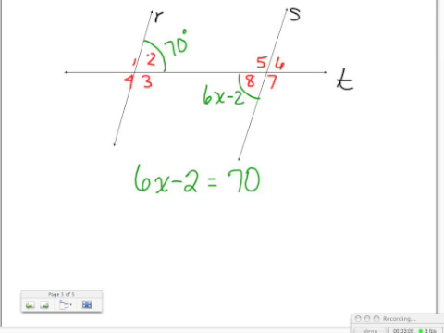First, you must establish what these angles are and what their relationship is. They're equal to each other. All right, add 2 to both sides. 6x is equal to 72. So x has a value of 12.